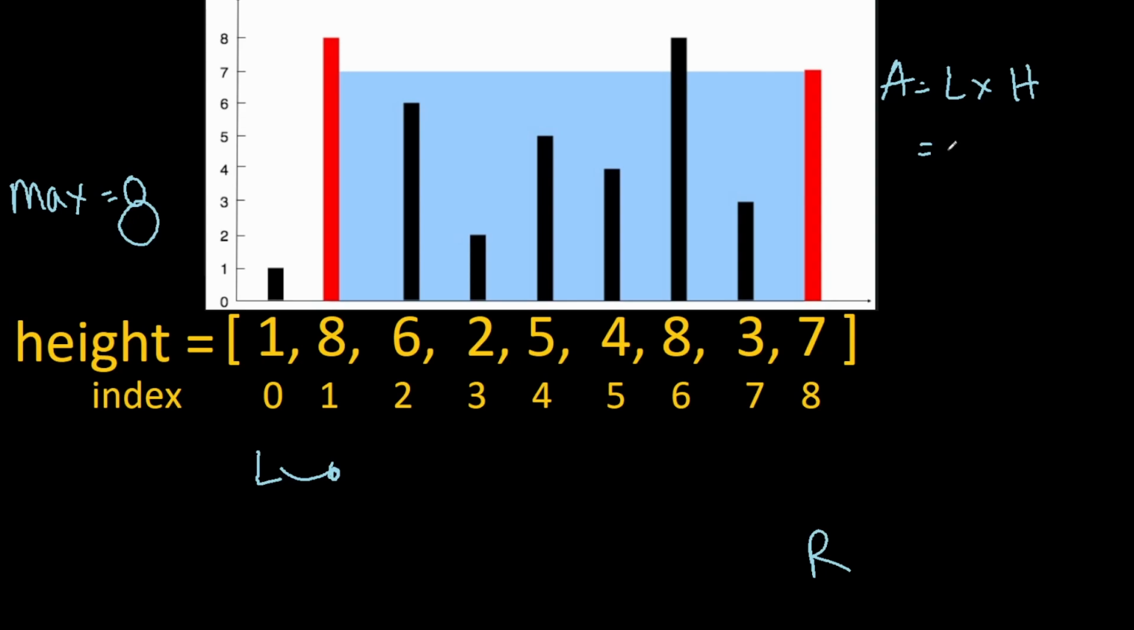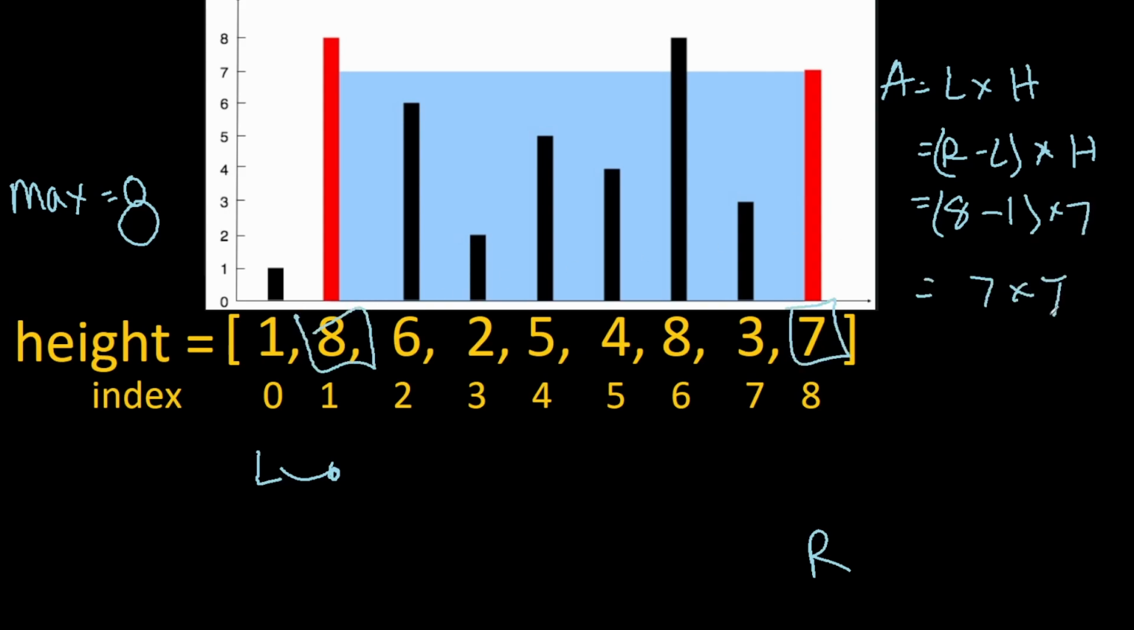So the area is the index for right minus left times the smallest height value, which is 8 or 7. So that will look like 8 minus 1 times the smallest height value between 7 and 8, and that is 7. So 7 times 7 is equal to 49. We compare our area 49 and our max, and 49 is greater. So we'll update our max to 49.